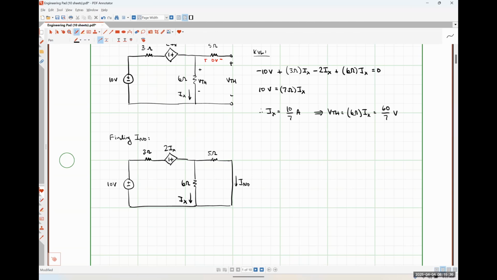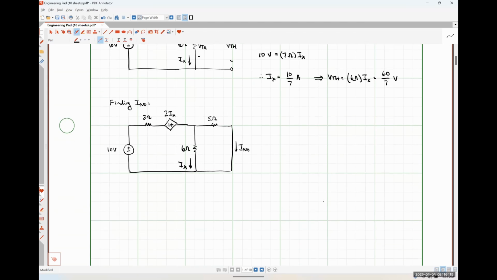So how might I go about solving this one? I'd probably do mesh as well here. Mesh seems like it would probably be the quickest and easiest way. I was thinking about being a smart ass and seeing if I could do it with current division, but it'll be a little bit harder because the current flowing through the 3 ohm and the 2IX voltage source is no longer just IX, and so it'll make it a little bit more difficult to do. So I think mesh analysis is probably the easiest way to go.